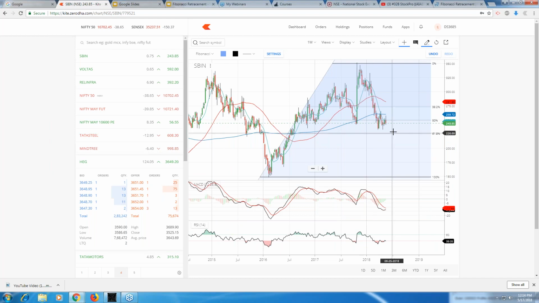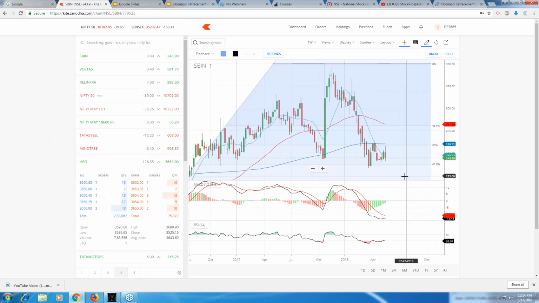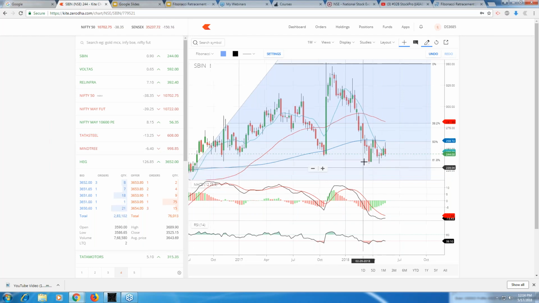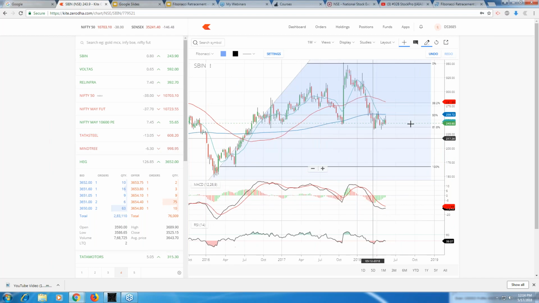If I make the recent low as this, you will see it's standing very, very close to its 61.8% retracement, right? It is standing on a 61.8% retracement. Recent low to recent high, I have drawn. So if it takes a support from here, there could be a bounce that can be expected in SBIN. Otherwise, it may further go down.